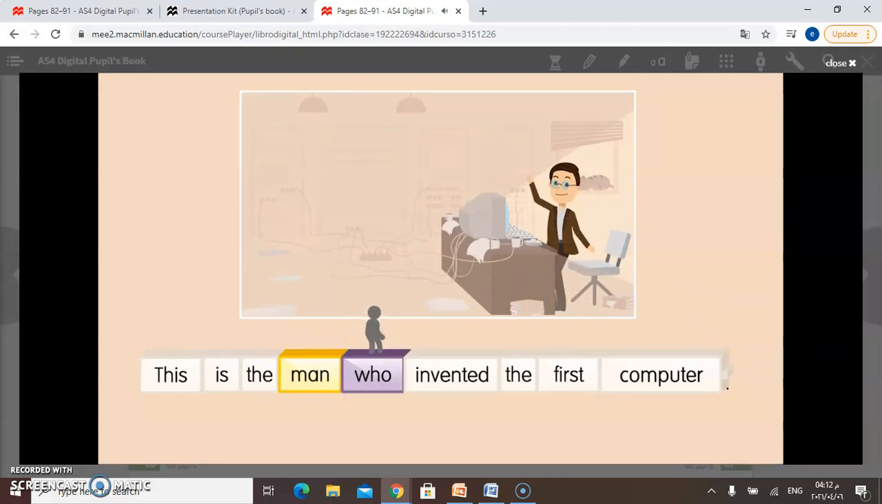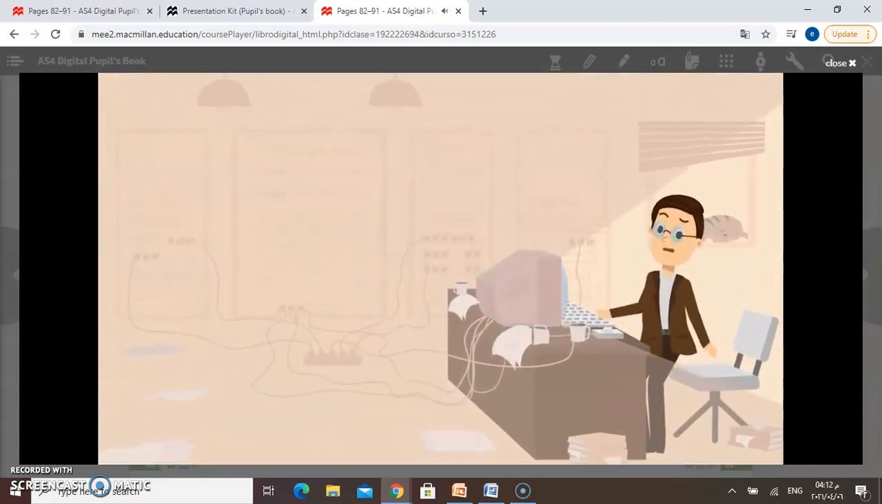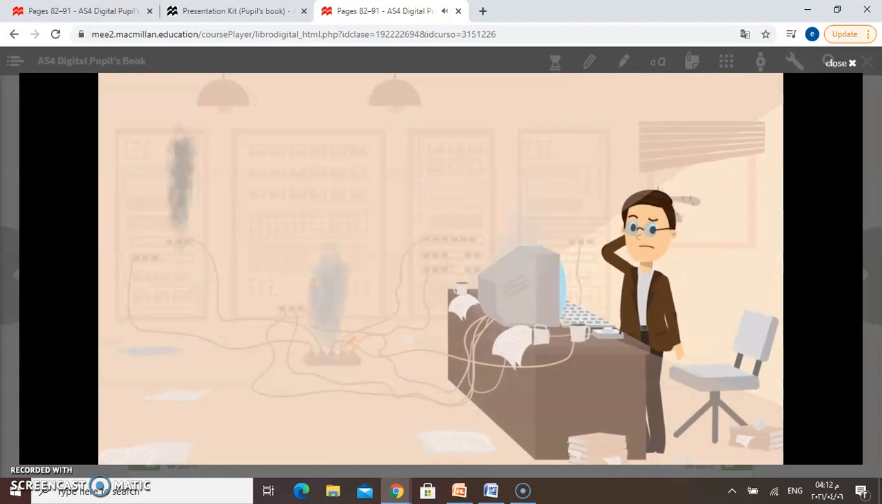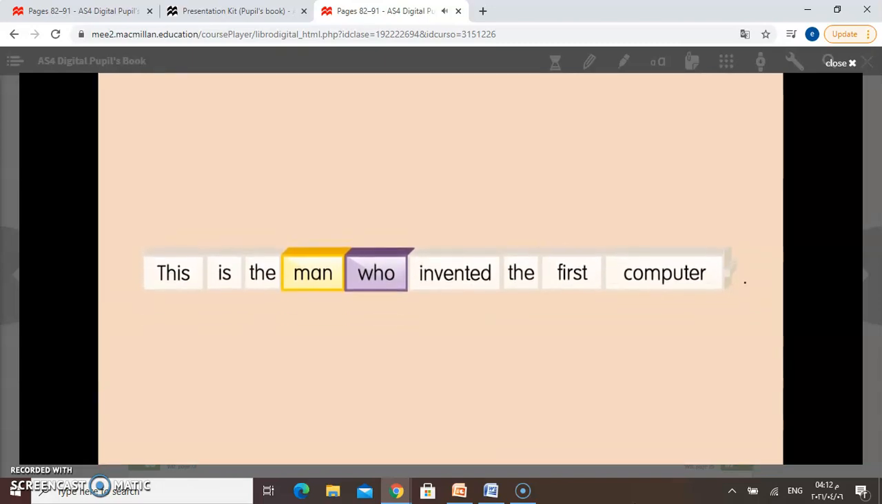This is the man who invented the first computer.